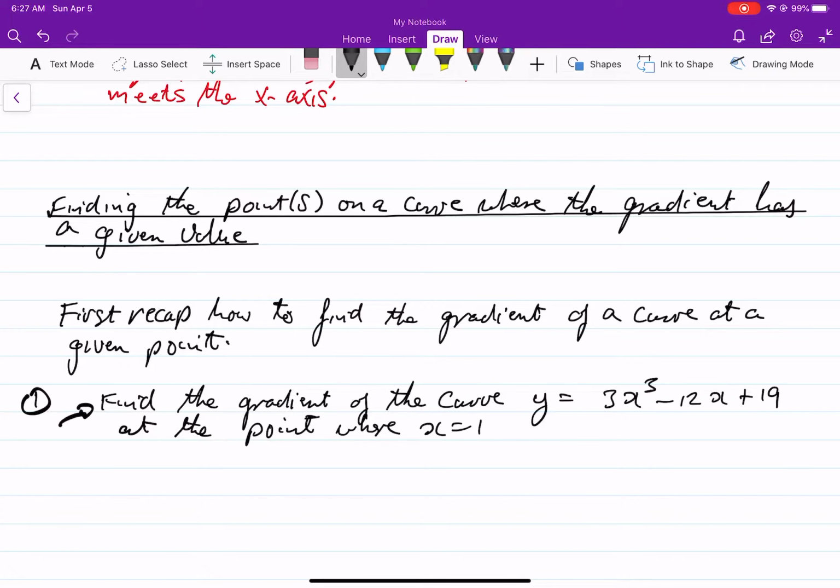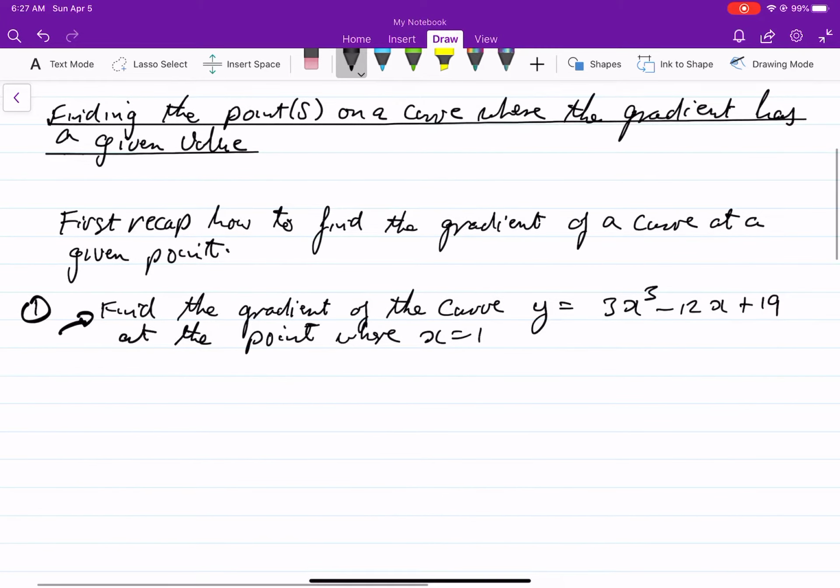So let's see the connection. I'm going to redo this first one, in which we're going to use the equation. I'm going to give you the x-coordinate of the point, and you're going to find the gradient. Here it is, number 1 right here. We've done this already, but this should be a good recap. Find the gradient of the curve y is equal to 3x cubed minus 12x plus 19 at the point where x is equal to 1.